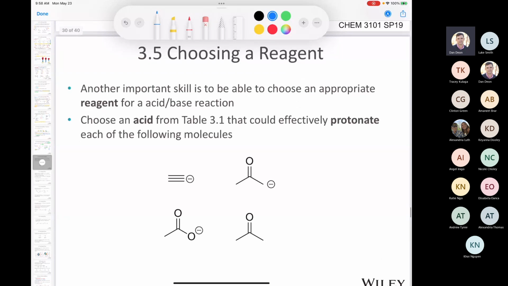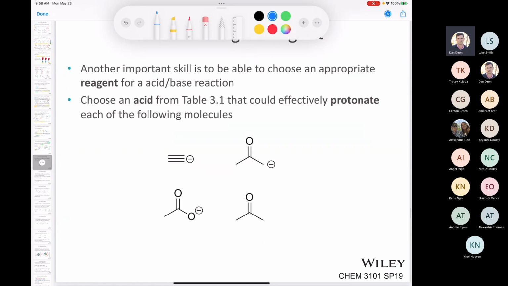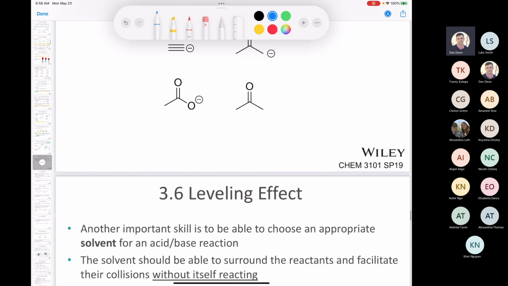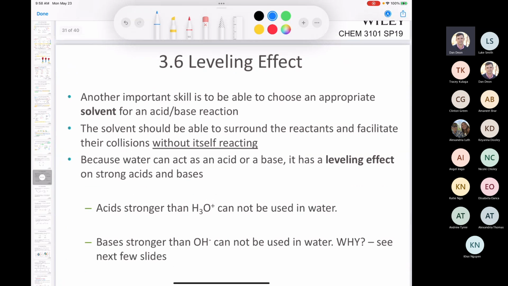I'm going to skip this question here, and we're going to come back to this next class. Maybe I might change the question slightly. I haven't decided. Let's just skip that and let's move on to something called the leveling effect. And the leveling effect is something that's pretty important as a chemistry student.